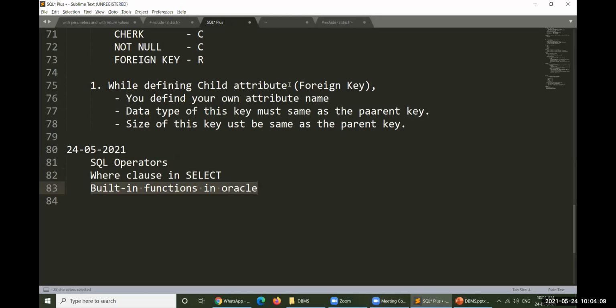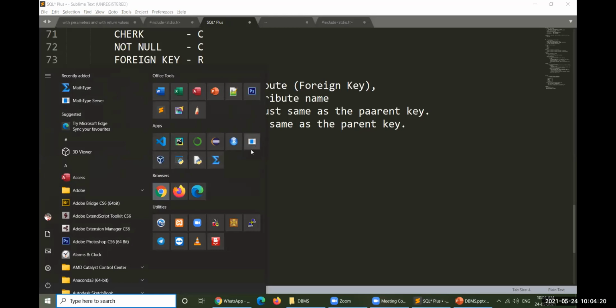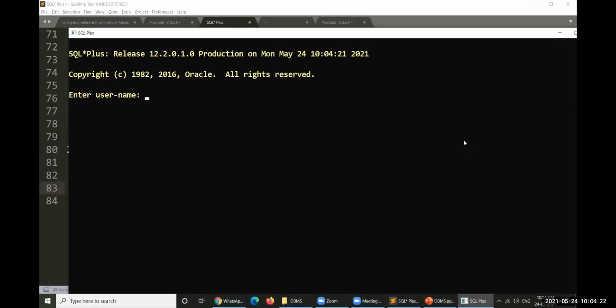First of all, we'd like to discuss something about SQL operators with the where clause. Let me give you a small example before going to take this one.